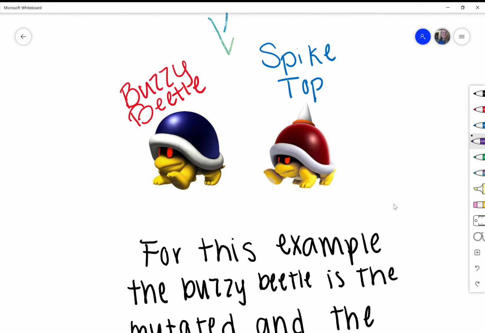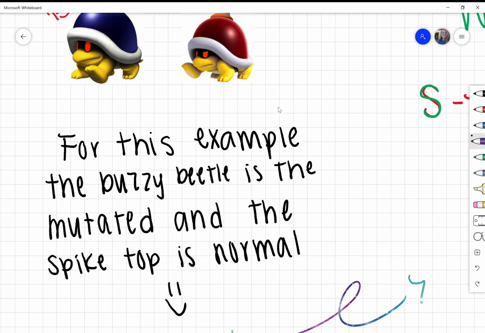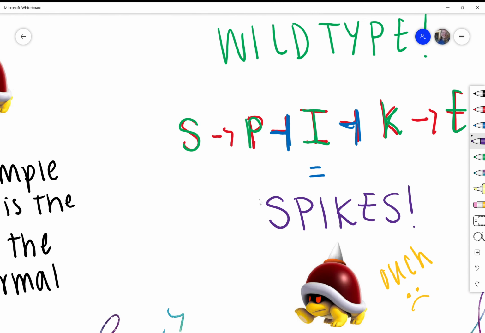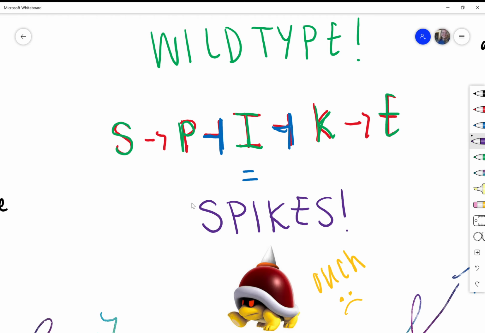In this example, the Buzzy Beetle is the mutated and the Spike Top is the normal. So we'll look at the wild type. In the wild type beetle, the S promotes P, which blocks I. Now that I is blocked, it will not be able to block K, which can then promote E, which promotes the development of the spike on the shell, which is how we get the Spike Top.